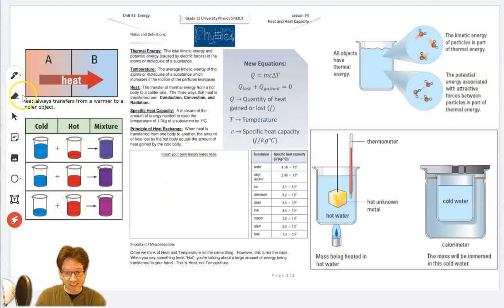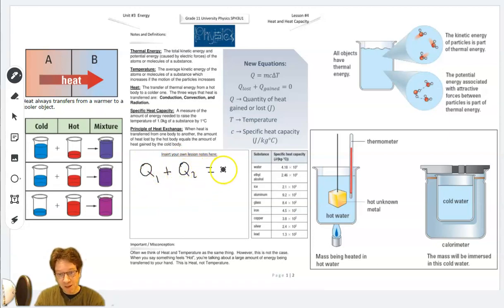So what this principle of heat exchange actually says is, well, if the cold water is going to get hotter, right, let's call that Q1. This is the amount of energy the cold water gains. Now the hot water is going to get colder, so let's call this Q2. That's going to be the amount of energy the hot water loses. If we take the amount of energy the cold water gains and add it to the amount of energy the hot water loses, it must equal 0 because energy must be conserved.